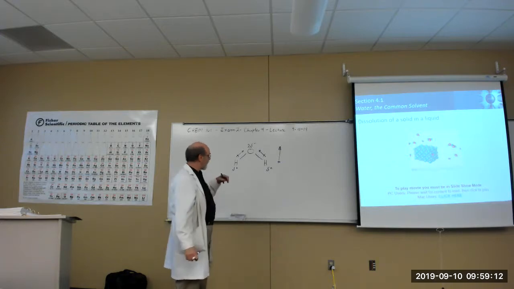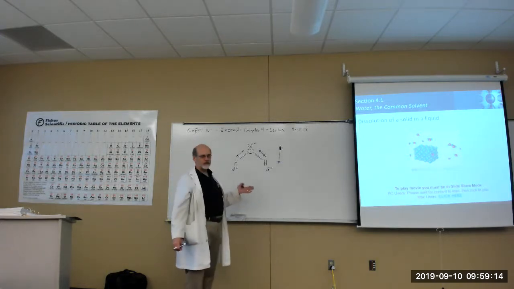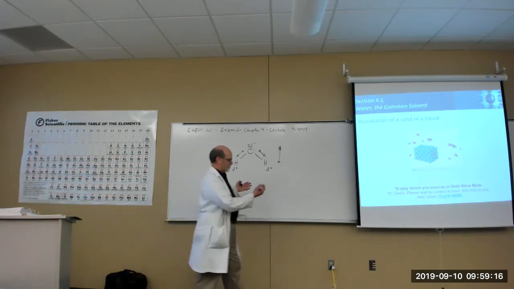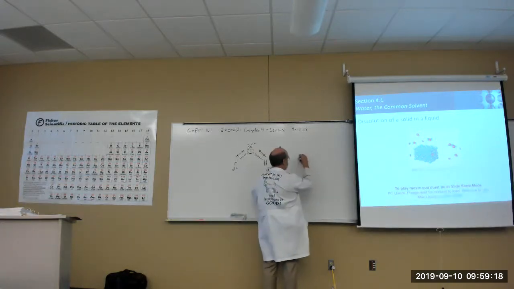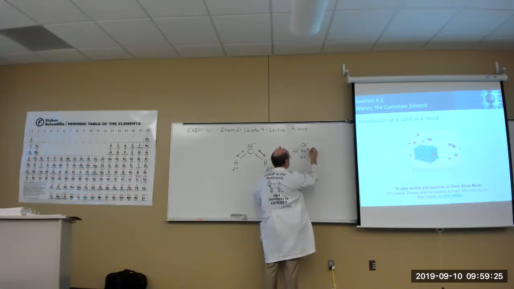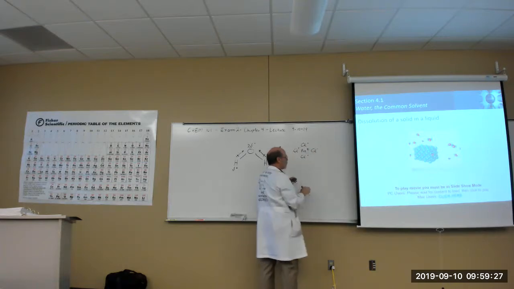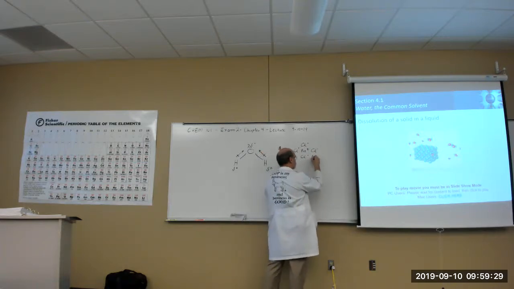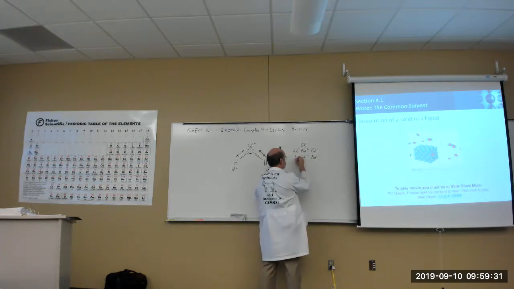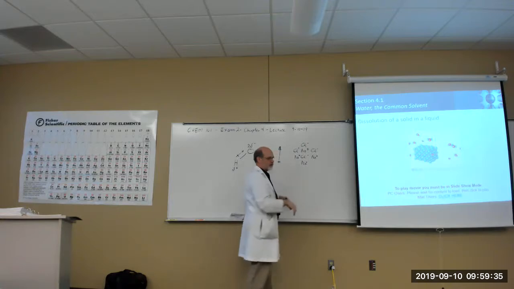So, as a water molecule approaches a crystal of sodium chloride, we need to know something about the structure of sodium chloride. And you have sodium ions surrounded by chloride ions. And then if you focus on a chloride ion, you find that it is surrounded by sodium ions. So you get this network of positive and negative charges.